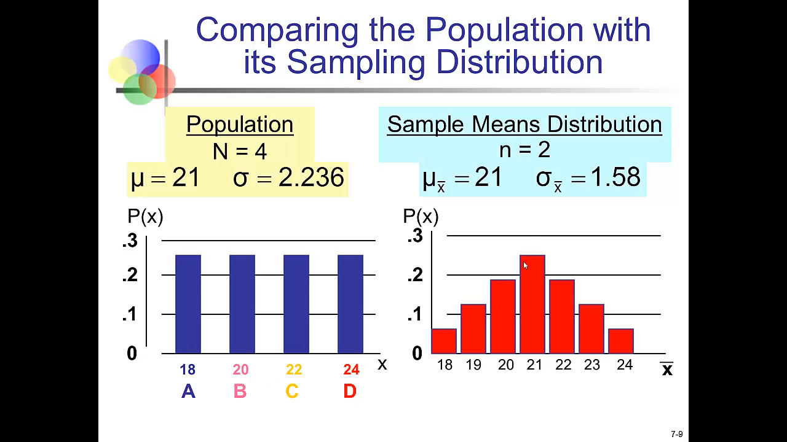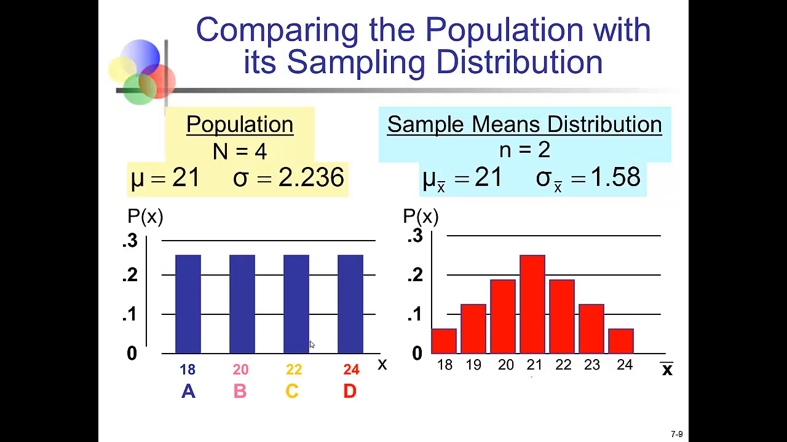The center for the distribution of the means will also be 21. You'll also see we have listed here that the standard deviation of all of these means is only 1.58, compared to 2.236 for the population. The standard deviation of the means is smaller than the standard deviation of the individual population values. The reason that happens is that to get these individual values of x bar, we've actually had to average a couple of values from this population distribution over here.